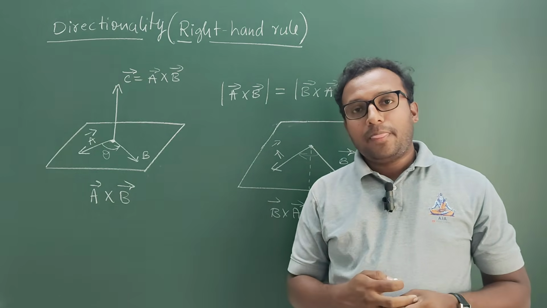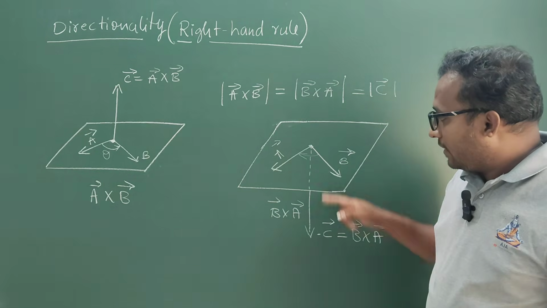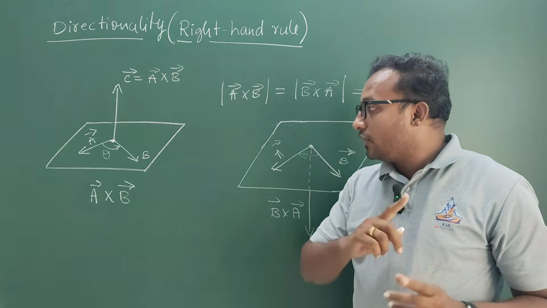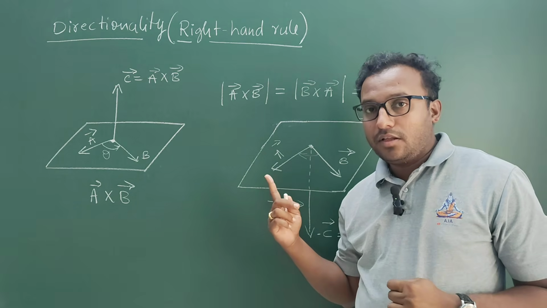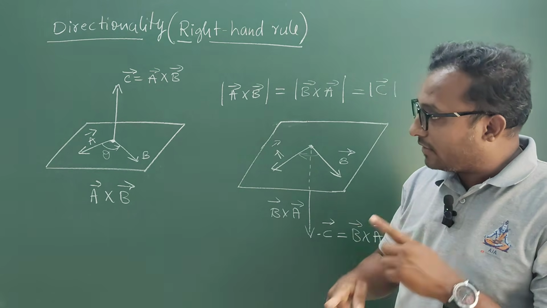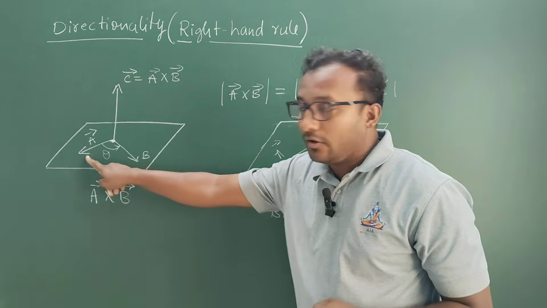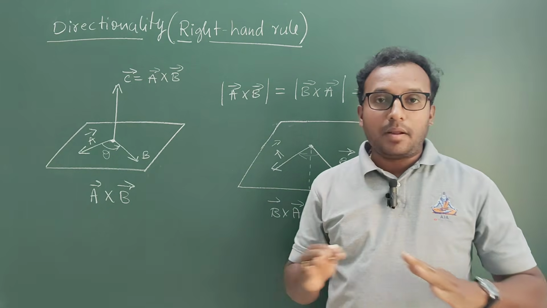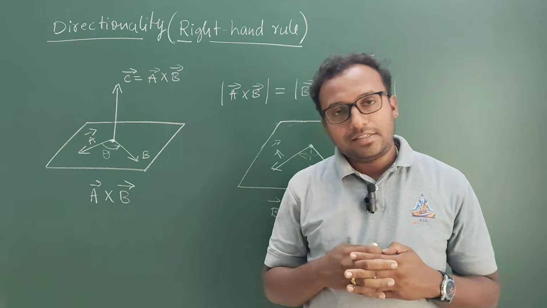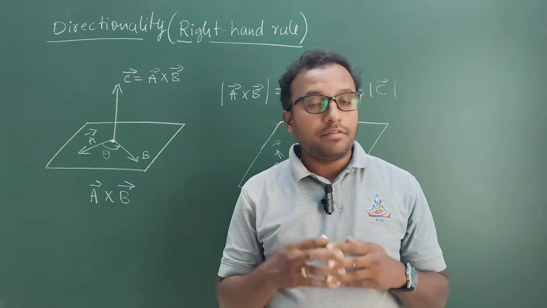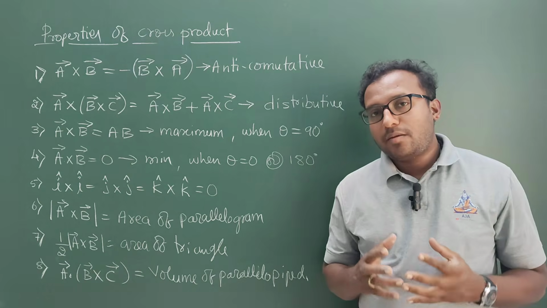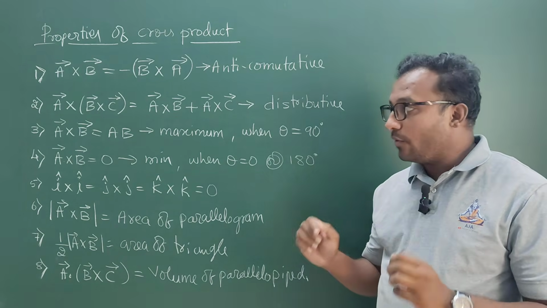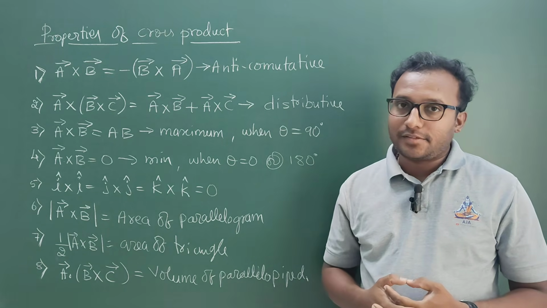Now let us understand one more important thing here: vector C, the resultant of the two vectors, is always perpendicular to both the vectors A and B. A and B, which participate in the cross product, are in one particular plane, and the resultant vector always comes out of that plane in a perpendicular way. Now let us understand some important properties of this cross product. These are some of the important properties of cross product. You had better pause this video and take note of all these properties.